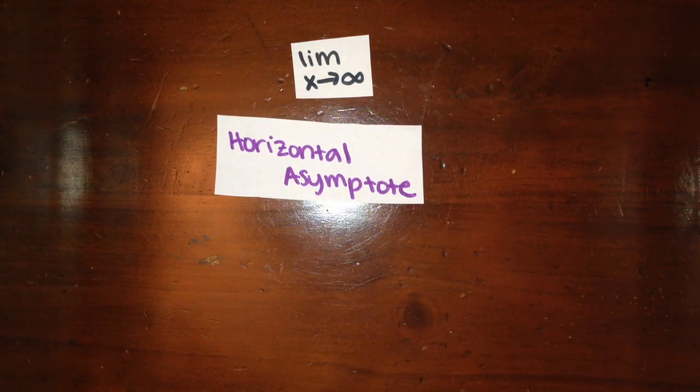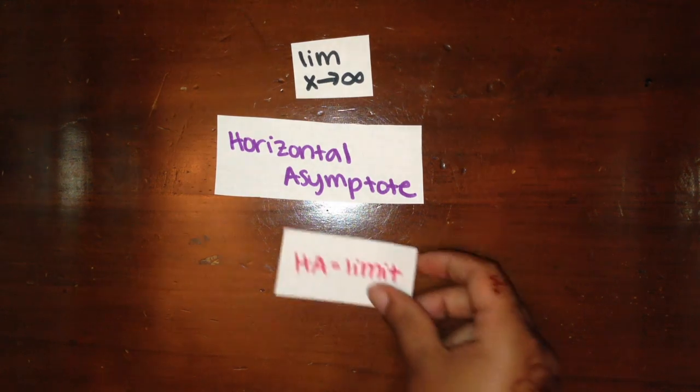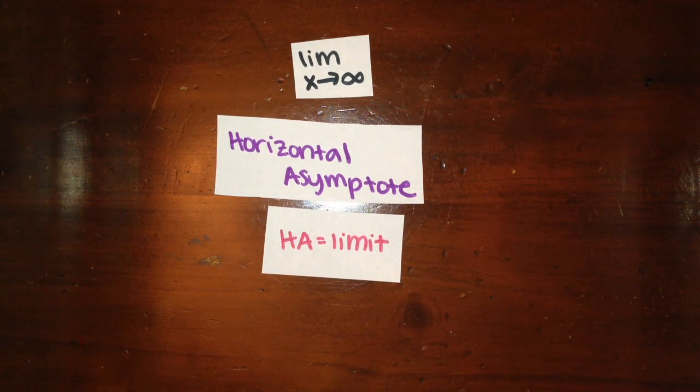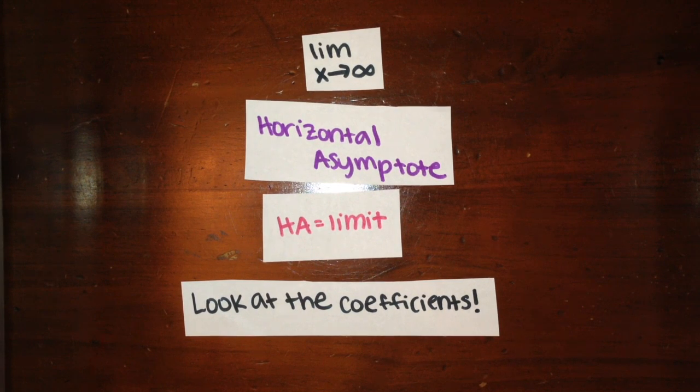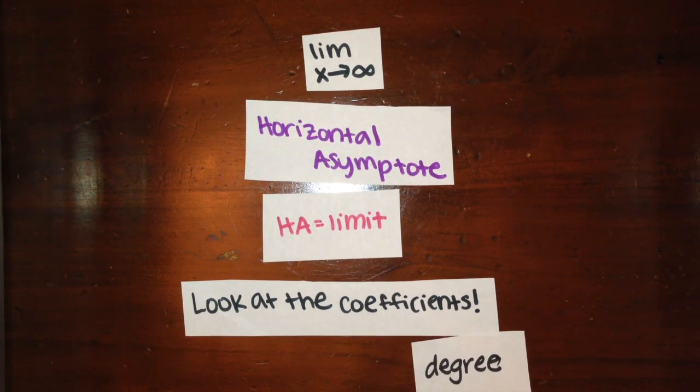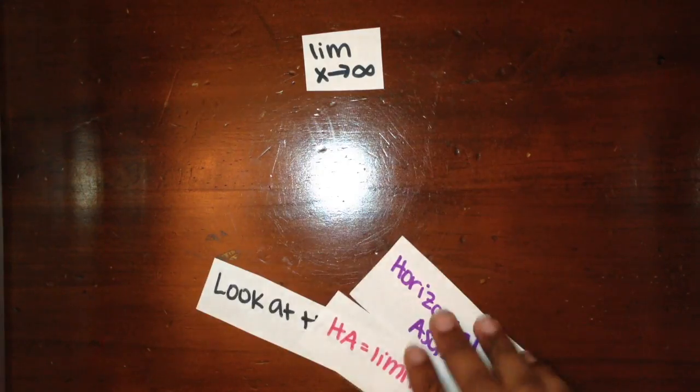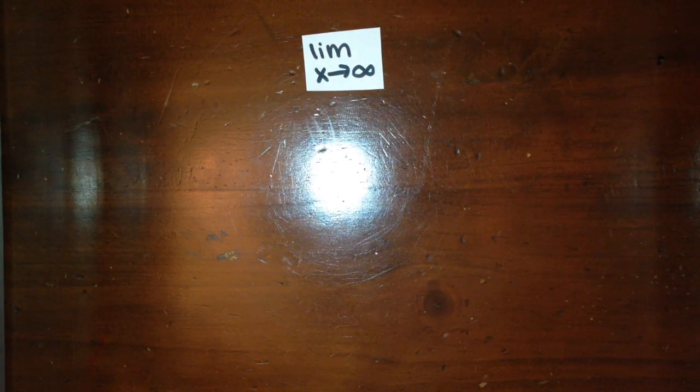And in this case, you can sort of think of the idea that your horizontal asymptote will equal your limit. And whenever you're trying to find a horizontal asymptote, you need to look for your coefficients. We're also going to look at the degree. So let's start off with our first example.